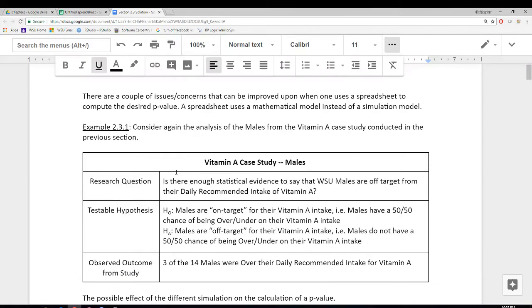The example that we're going to look at in section 2.3 is the vitamin A case study. In particular, we're going to look at the male data in this example here. The research question was, is there enough statistical evidence to say that WSU males are off target from their daily recommended intake of vitamin A?